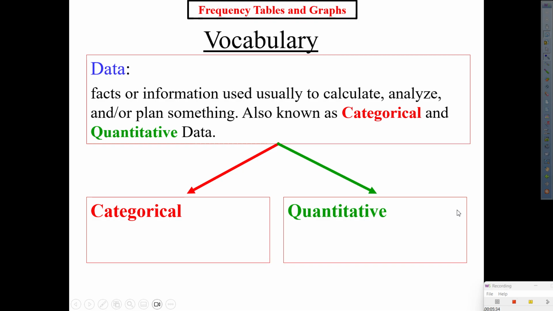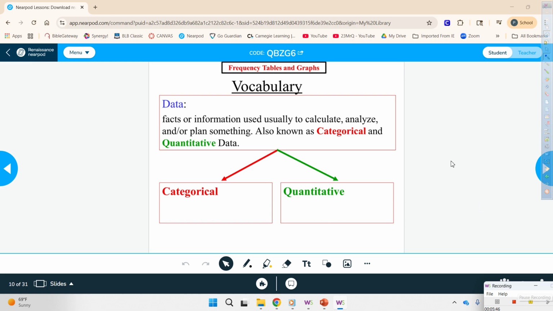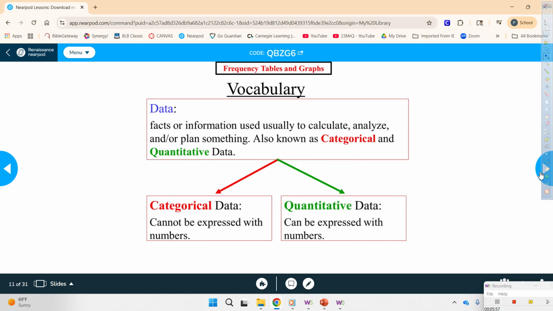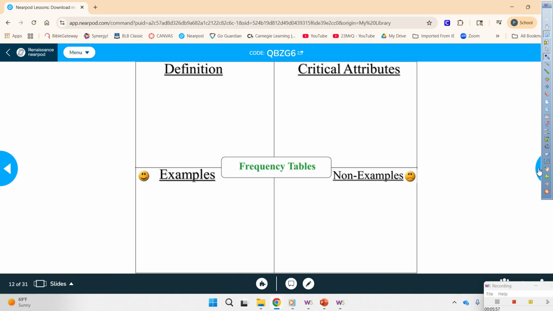So, we started with data. On your screen, let me send you the screen. Write me what is categorical versus quantitative. Ten, 9, 8, 7, 6, 5, 4, 3, 2, 1. Thank you. So categorical cannot be expressed with numbers. Quantitative can. All right. From there, frequency tables.